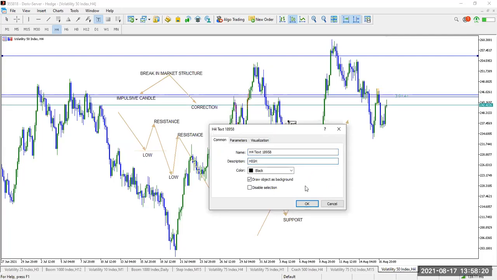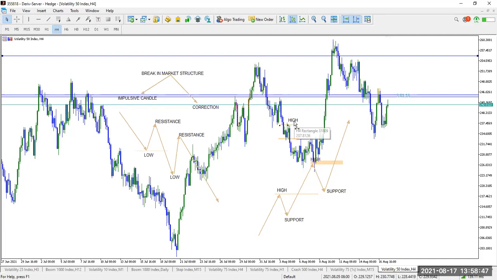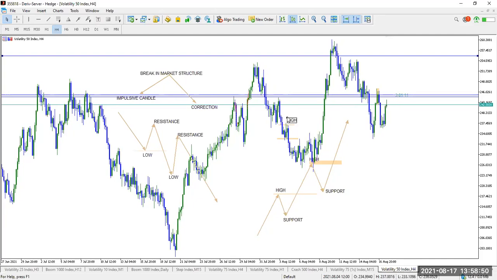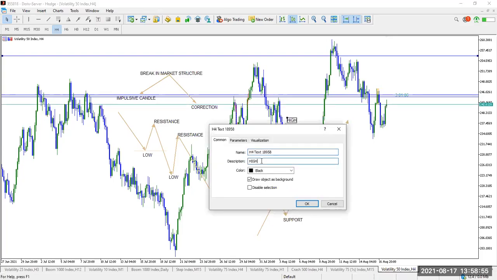Here was a high. From that high, as a high, it caused a break of structure here. You see, there was a break of structure here. This impulsive candle broke the structure and it went down. Now, automatically, after it has broken structure here, I've gotten a resistance here. Here becomes a resistance. So that is my resistance in the market.